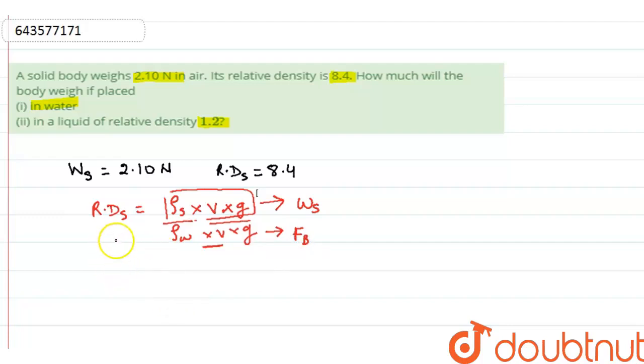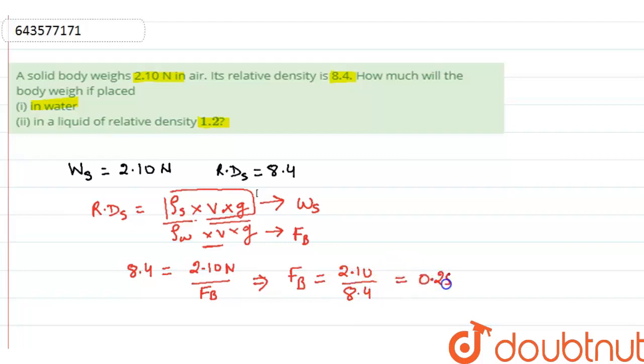So we know the relative density of the solid is 8.4 and the weight of the solid is 2.10 Newton. The buoyancy force can be calculated by 2.10 upon 8.4, which is equal to 0.25 Newton. So in the first question, he is asking the body weight in the water.